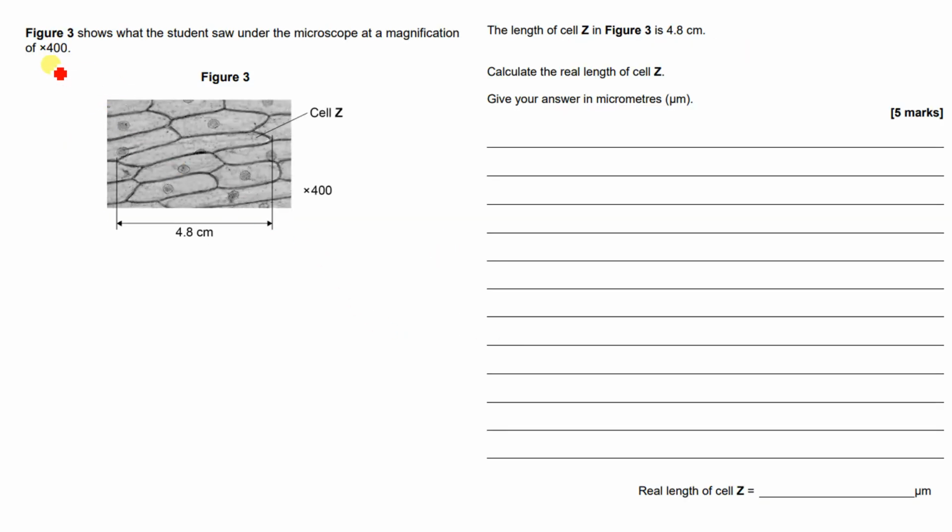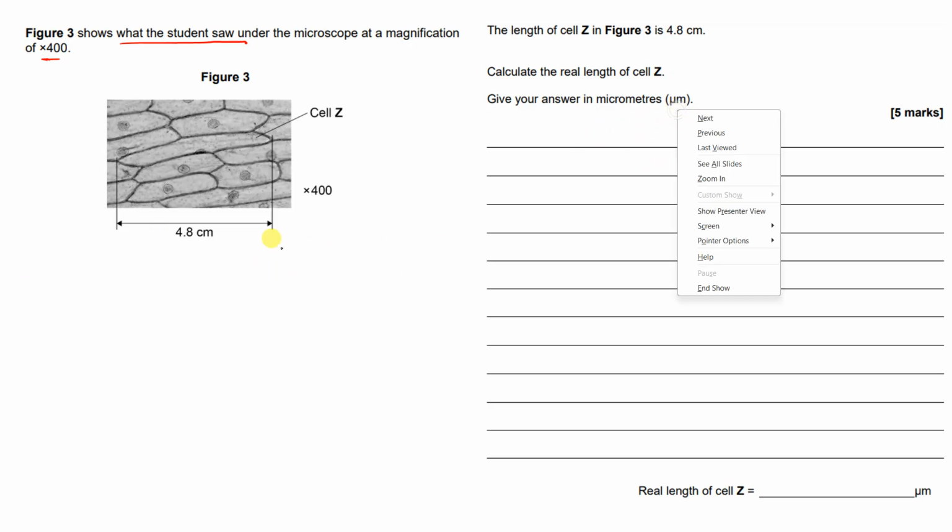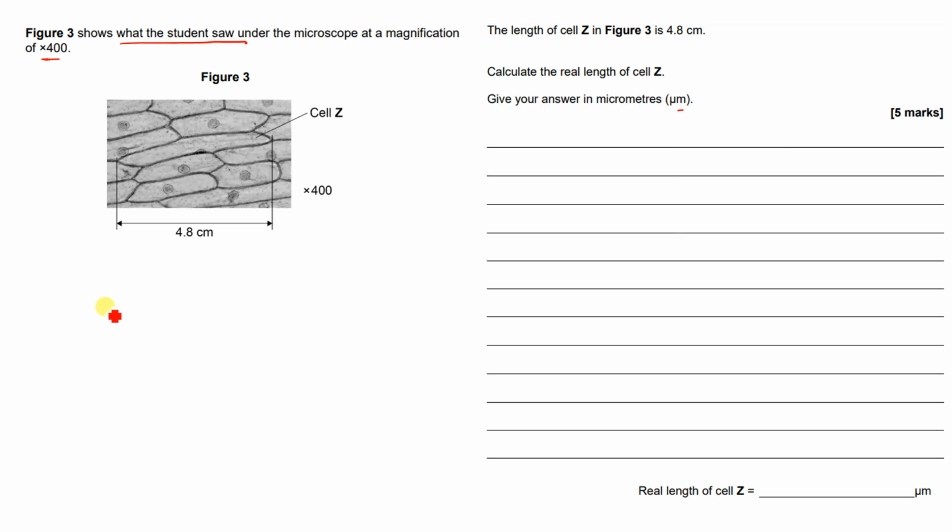Now, they say figure 3 shows what the student saw under the microscope at a magnification of 400. Then they say calculate the real length. They want your answer in micrometers. When calculating magnification, I normally tell you to remember the I AM. I is image size, is equal to actual size, times magnification.